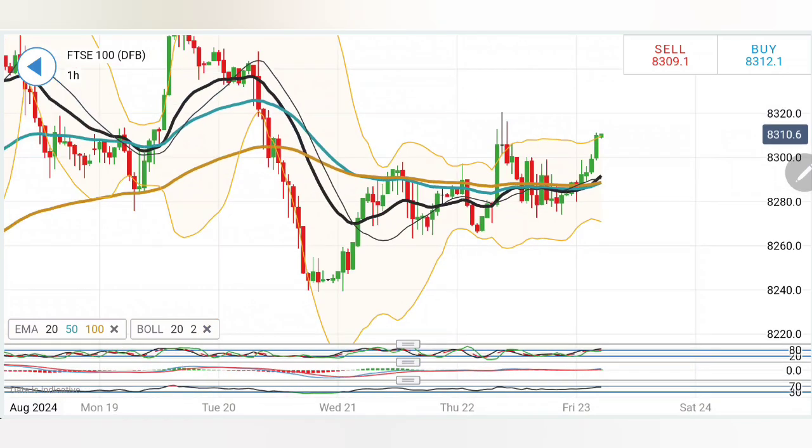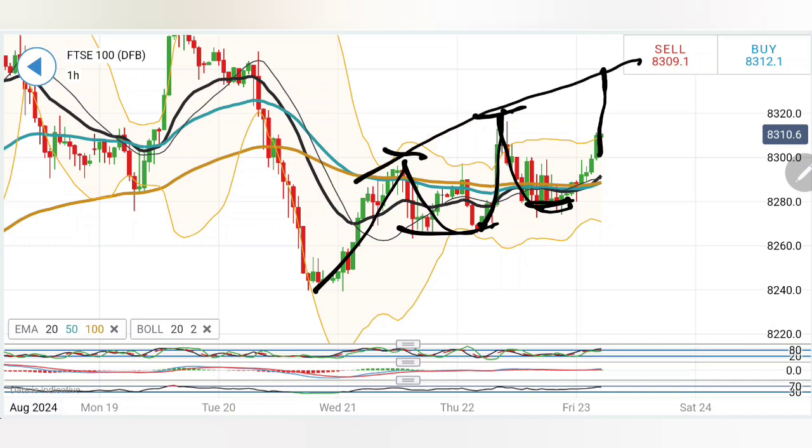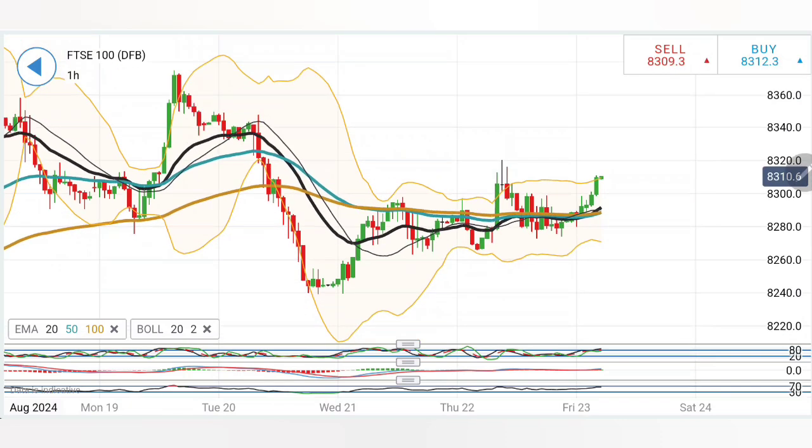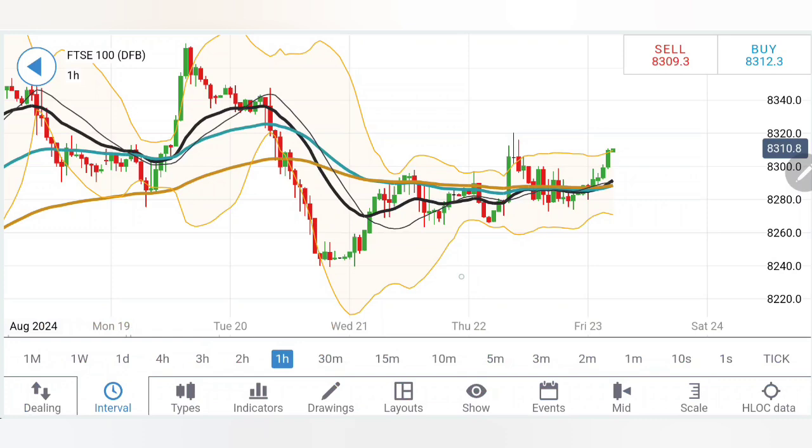UK 100 on the hourly charts. See this formation: rise, retracement, forming the support at 8270, then higher highs, then retracement, forming the support at 8280, and every time it is giving 20 points plus. So now higher highs and higher lows. Just connect the dots. It appears the highs for now are at 8340, 8350 zone. So if you see it is staying above 8320, I will recommend you to buy UK 100.